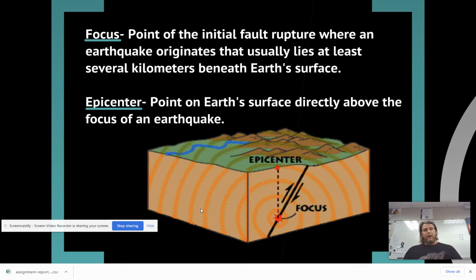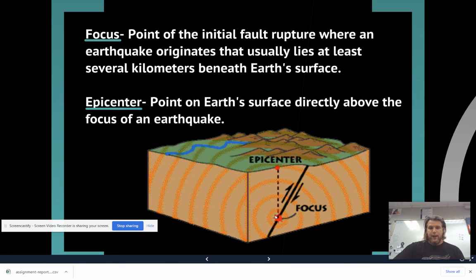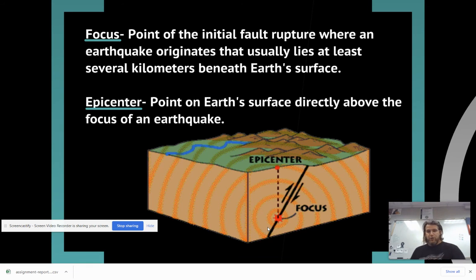But one of the things we do want to look at is the focus of an earthquake. And so the focus is the point of the initial fault rupture within the earth. Now, we always hear them say like, oh, the epicenter of the earthquake was in Los Angeles, California. Epicenter is completely different from the focus. Focus is the point where the rocks rupture below the surface. You can see it here on the graphic.